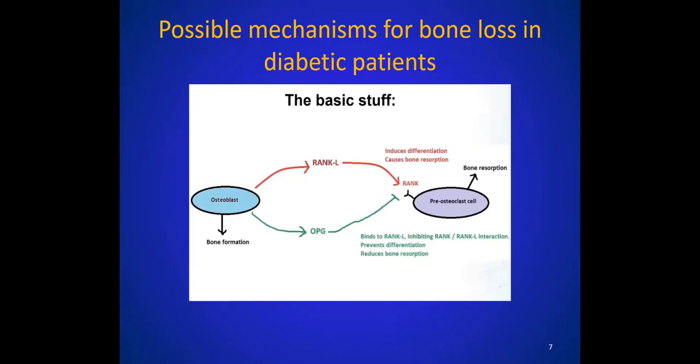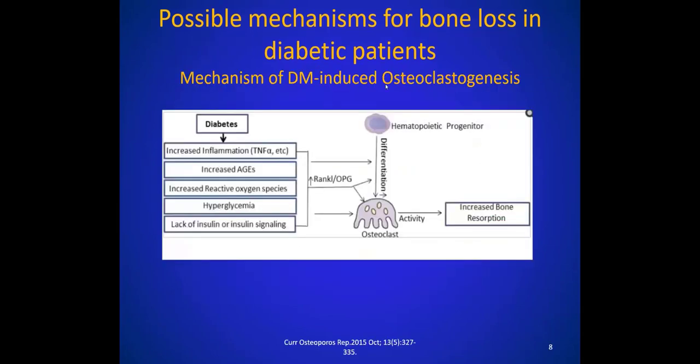So it's important to understand that there is a regulation between bone resorption and bone formation. Whenever we have a decrease of OPG, that will increase the osteoclast activity, and whenever we have more of it, the osteoclast activity will decrease.